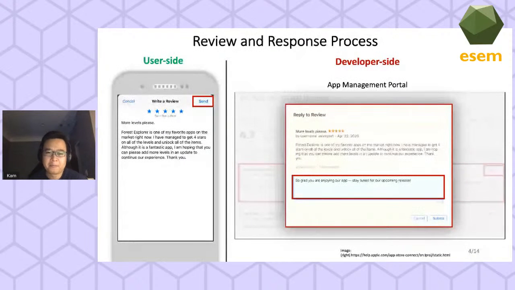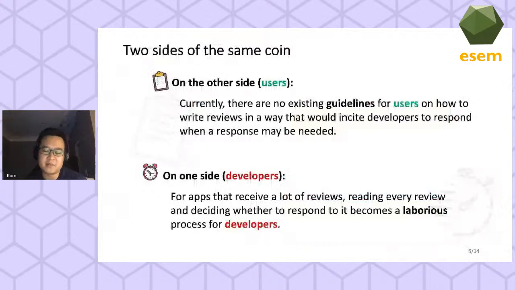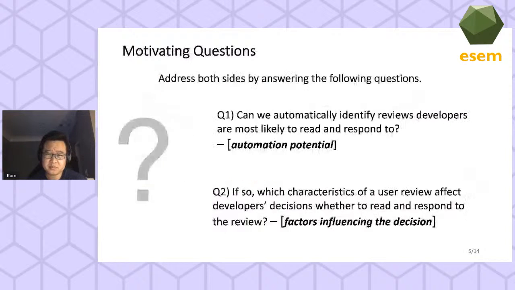So by looking at the process from the previous slide, we can identify two major pain points. On one side, currently there are no existing guidelines for users on how they should write reviews in a way that would incite developers to respond when a response may be needed. And on the other side, for apps that receive a lot of reviews, reading every single review and deciding whether to respond to them becomes a laborious process for developers.